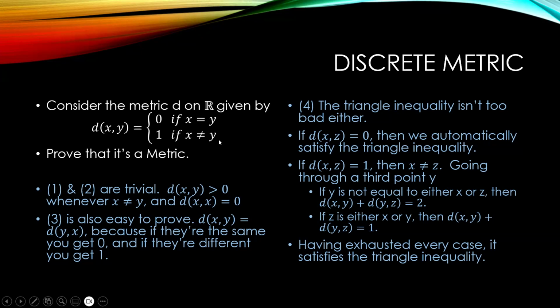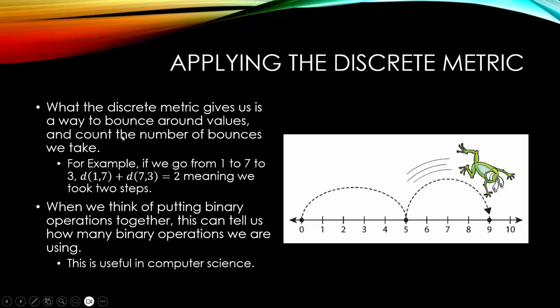The question becomes, why would we ever want to use something like this? And I mean, there are practical applications. What this is saying is if you're staying still, that's not going to count as distance traveled. If you make any movement, that counts as one movement. And so what this discrete metric gives us is a way to bounce around values and count the number of bounces we take. For example, if we go from 1 to 7 to 3, then the distance from 1 to 7 plus the distance from 7 to 3 would be 2, meaning we took 2 steps. You can think of it kind of like how a frog would jump around on the number line.